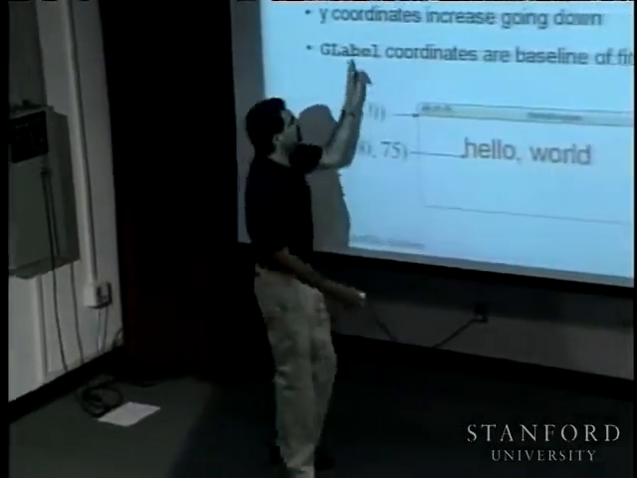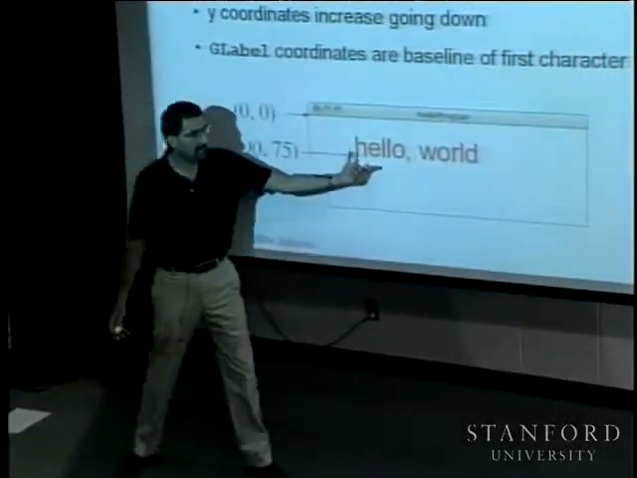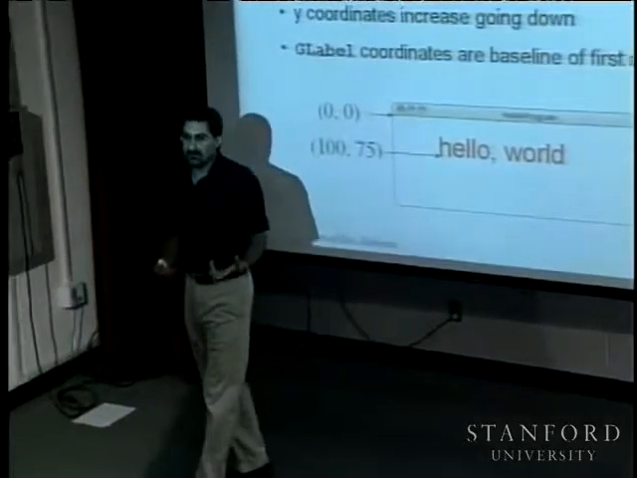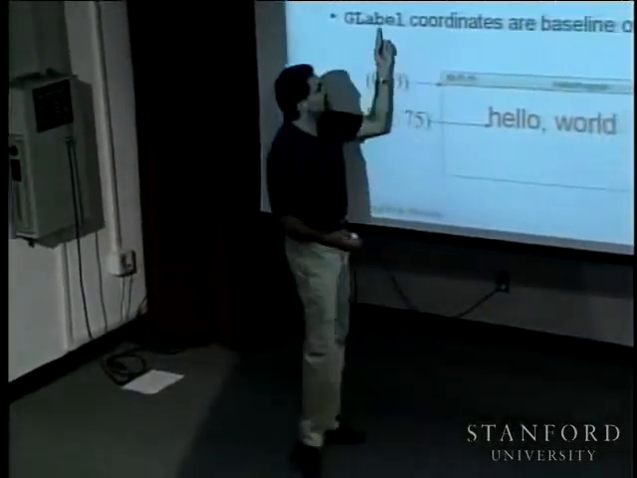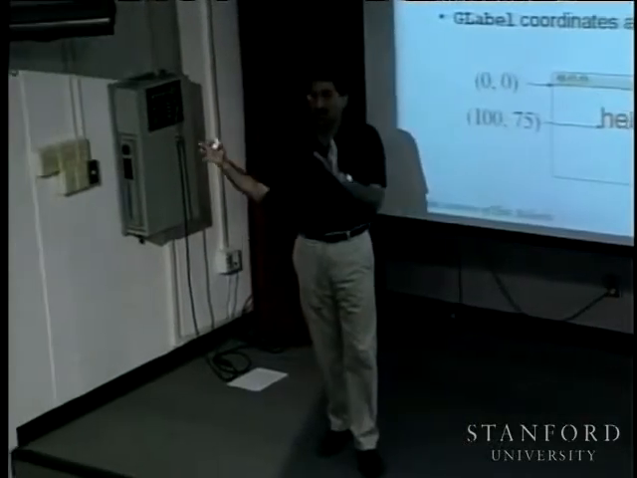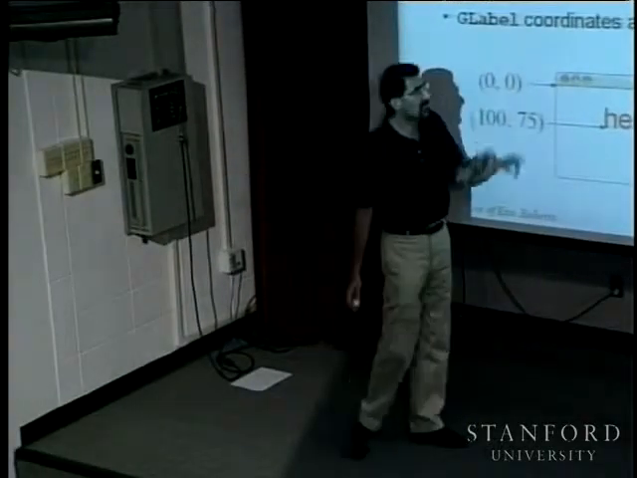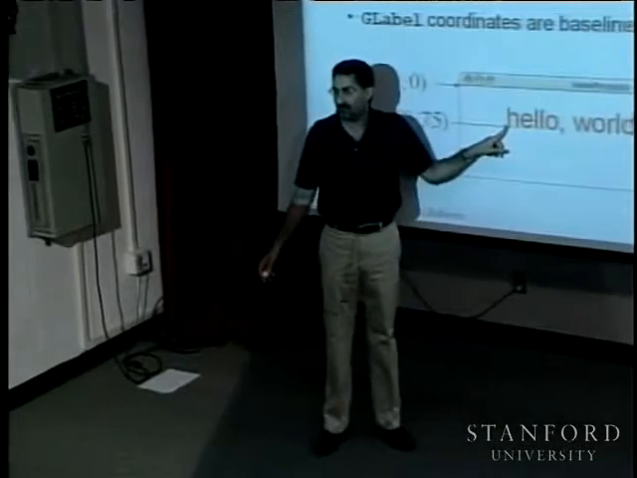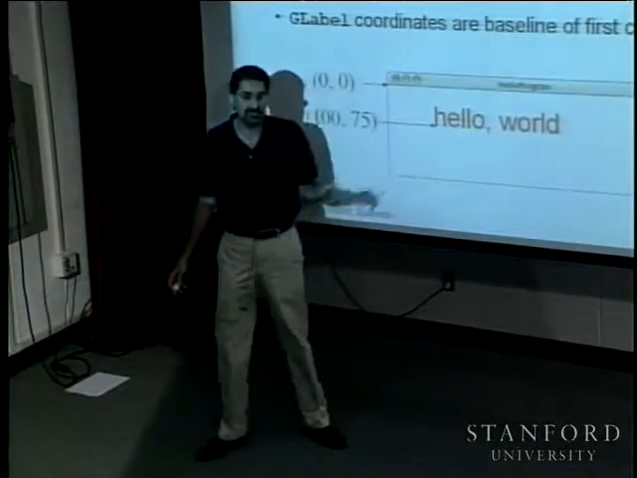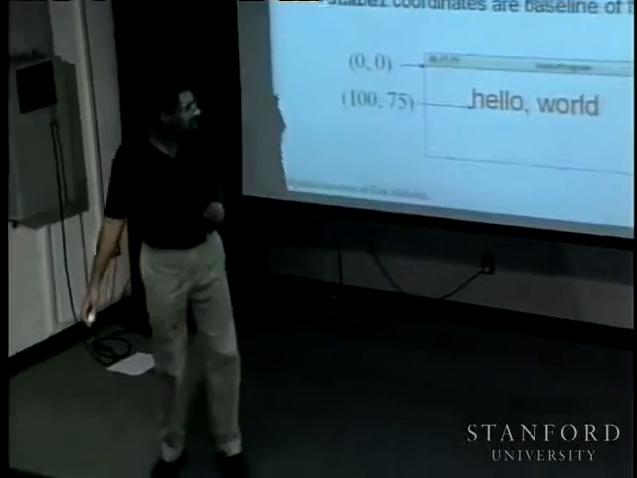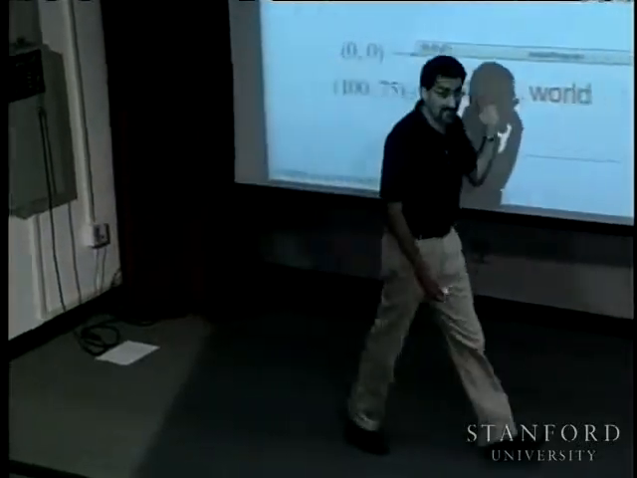Okay? And so you might wonder, if I have some label like hello world and I specify some location, where is that really on this hello world thing? The GLabel coordinates, the 100, 75 that we gave it, were the x and y location of the baseline of the first character. So they're that first pixel right there on the lower left-hand corner of the H. Okay? That's how things are laid out.